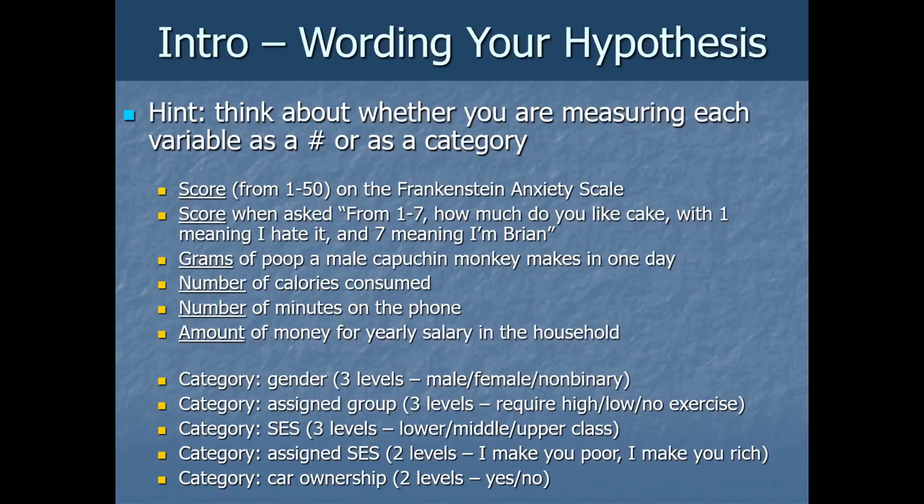Or categories like socioeconomic status might be categorized as lower, middle, upper class. Or maybe, I guess for an experiment, assigned socioeconomic status where I somehow make you poor or I make you rich. Maybe because I had a lot of grant money to throw around in this project. Or maybe it's just a simulation or a game in a lab and I can assign people to have a certain SES category, right? Or any other categorical variable, like whether you own a car or whatever.